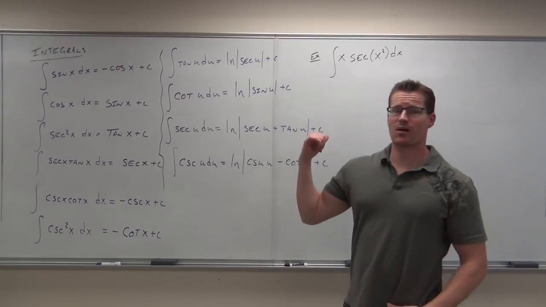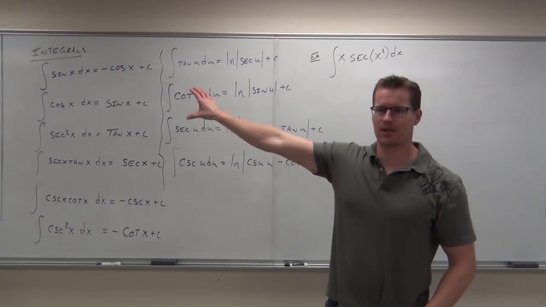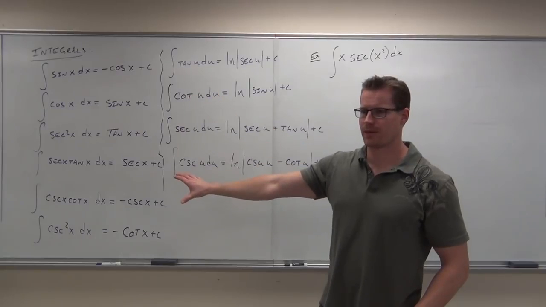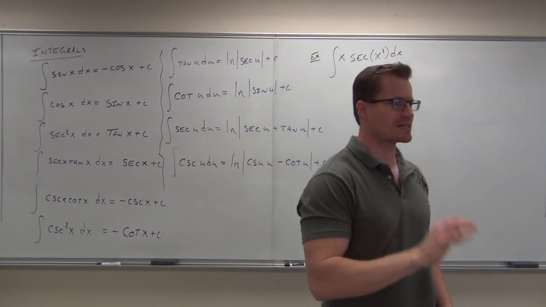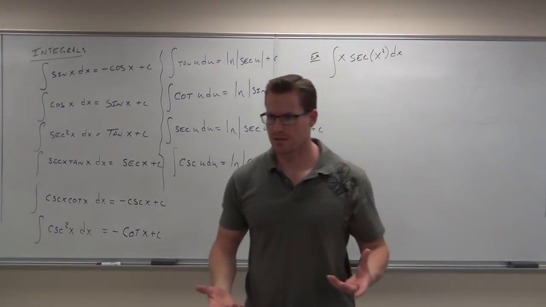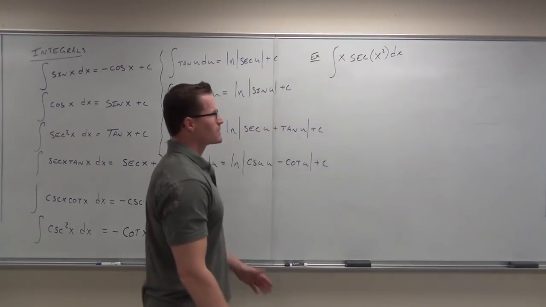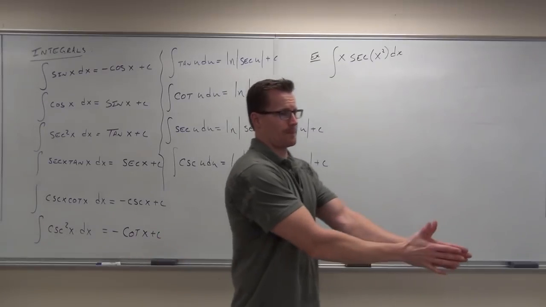Okay, so let's start with our problem. Does it look exactly like something in our integration table? No, it's got x's. It's got an x squared there. It doesn't look like that. So if it doesn't look exactly the same, you're going to do substitution. Let's do substitution. What's the appropriate thing to substitute here?